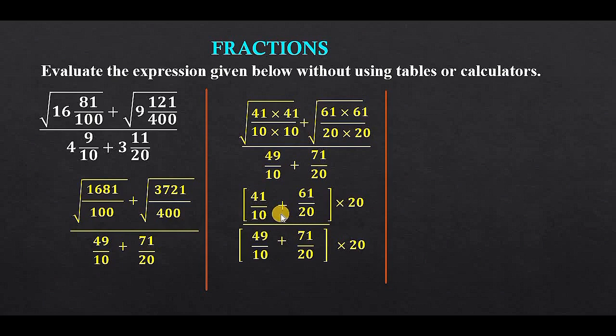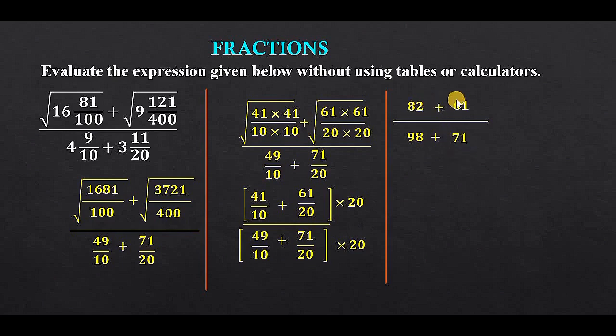Now, when we multiply, let's begin with the numerator. When we multiply 41 over 10 by 20, that should give us 82. That is 10 goes into 20 twice, 2 times 41 is 82. And then we add that to 61 over 20 times 20, that is 61. And then on the denominator, we have 49 over 10 multiplied by 20 to give us 98. Once again, 10 goes into 20 twice. 2 times 49, that is 98. And then we'll have to add that to 71 over 20 times 20, that is 71.